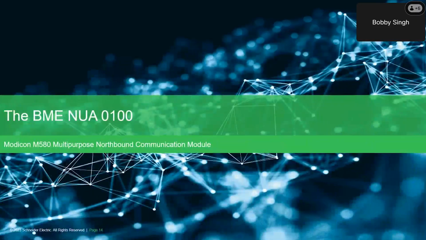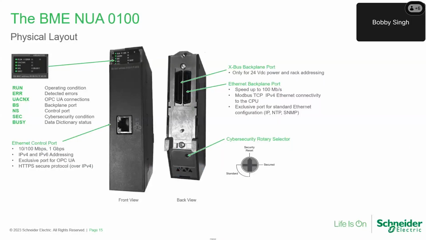Let's move on to the NUA 0100 module. First, let's go over the front view of the module. You have a typical LED display that provides status of the module and is great for troubleshooting. You also have a front Ethernet port, a 1 gig Ethernet port that allows you to transfer data at speeds of 1 gig or 1,000 megabits per second. It's the exclusive port if you want to access the OPC UA server, but also is the main port if you want to access M580 also.